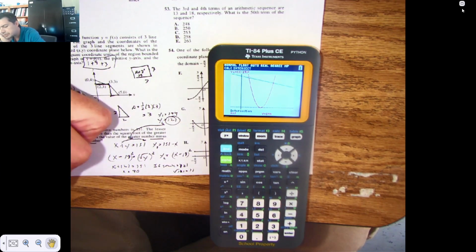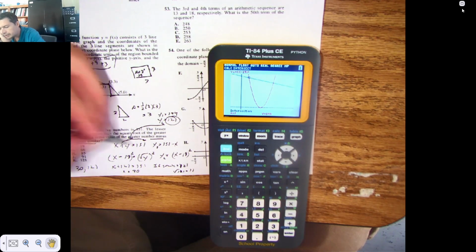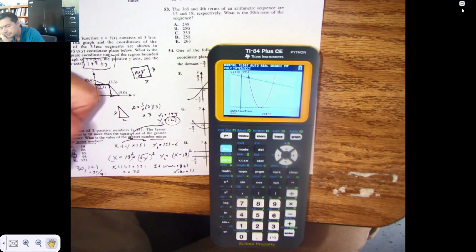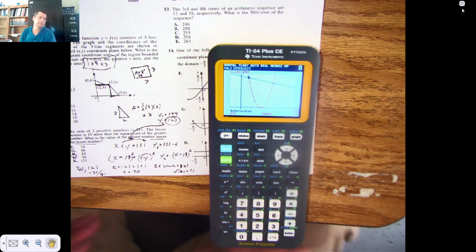So my two numbers are 30 and 121. They want the value of the bigger number minus the lesser number, 91. That's a fun little question, isn't it?